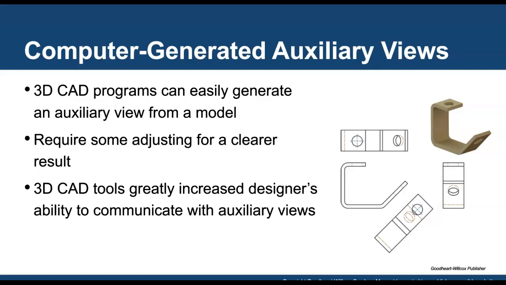When we talk about computer-generated auxiliary views, obviously the computer has made this a lot easier for us to look at and manipulate parts around. So it definitely gives us a better understanding of what the actual part looks like, especially when we're talking about solid modeling on a computer. However, sometimes when we're putting that onto an actual print, it does require some additional manipulation on the part of the draftsperson working in the CAD system to make sure that everything comes out looking the way it's supposed to.